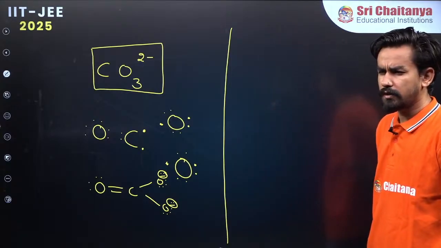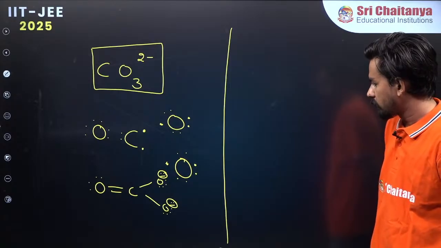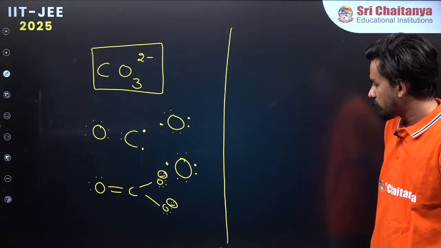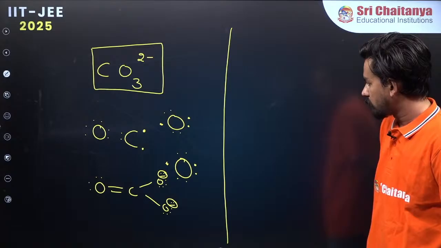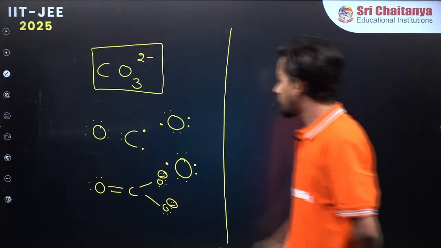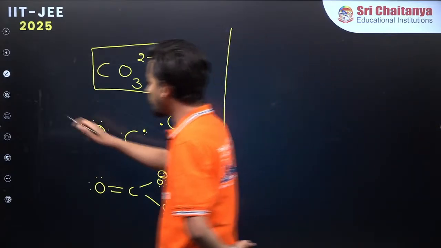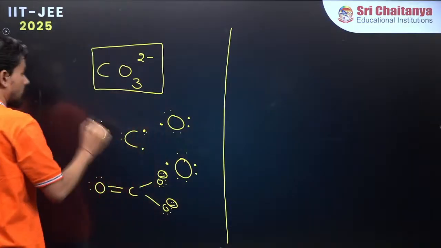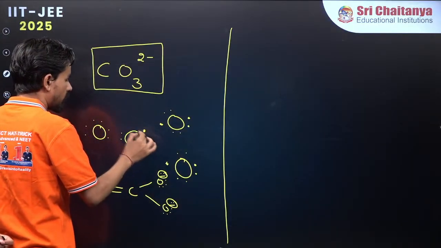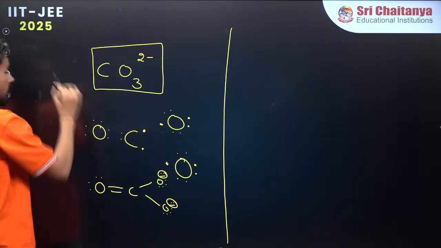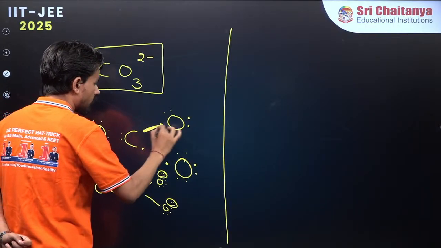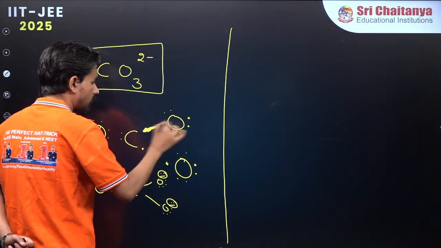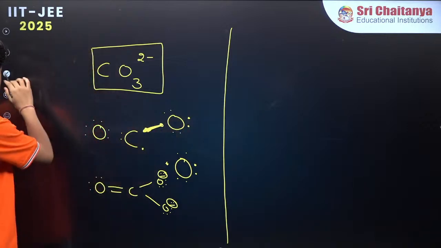You draw 7 only, sir. Where 7? 2, 4, 6, 8. 1 shared is also there, na, bro. 7 only. 1 is contributed by this shared one. This is a bond, so its 2 electrons are counted for this oxygen. 7 only.